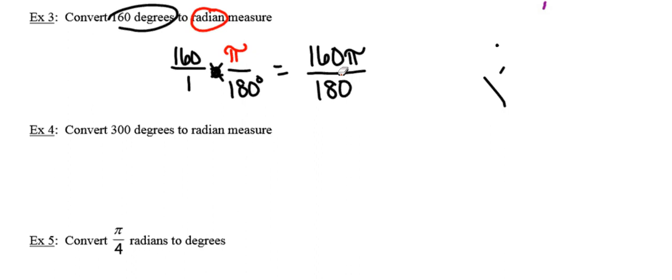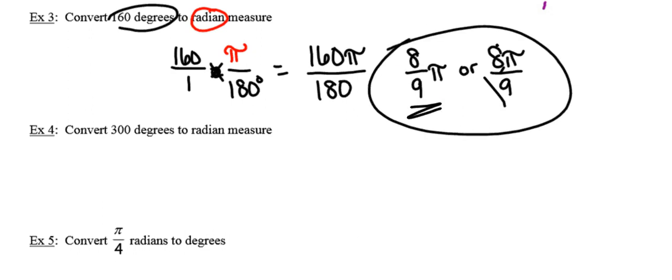And I'm simply going to type the fraction 160 over 180 into my calculator. It tells me that fraction is 8/9. So I can either say that's 8/9 pi or 8 pi over 9 radians. Again, you need to recognize that those 2 are different ways of representing the exact same value.